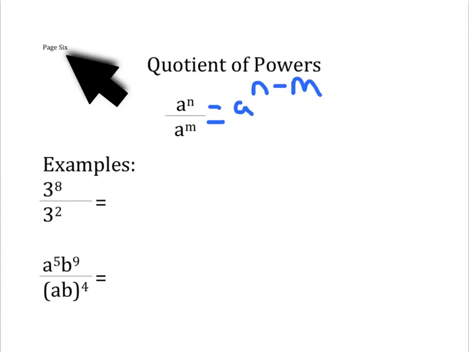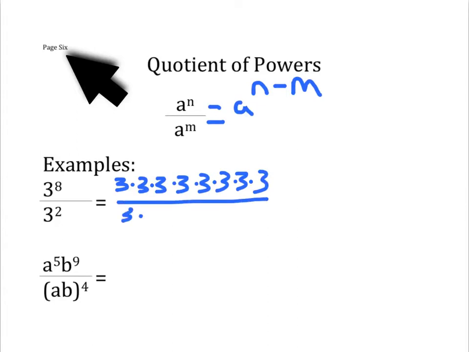So if we have 3 to the 8, that's the same thing as 3 times 3 times 3 times 3 times 3 times 3 times 3 times 3 divided by 3 times 3, because we have 3 to the 8, so 8 3's on top, 3 squared on bottom, so we have 2 3's on the bottom. So what happens here is that we know that when we have a fraction, if we have the same thing on top that we have on bottom, they cancel each other out. So these 3's cancel, and these 3's cancel, so that all we have left is 6 3's on top. So this is the same thing as 3 to the 8 minus 2, or 3 to the 6th.